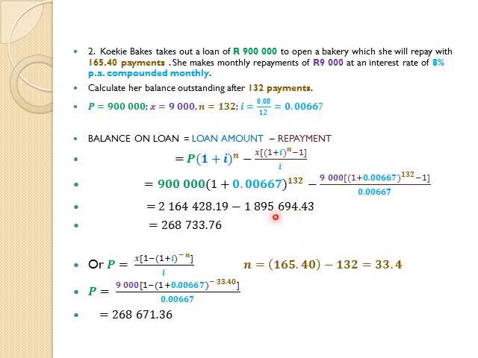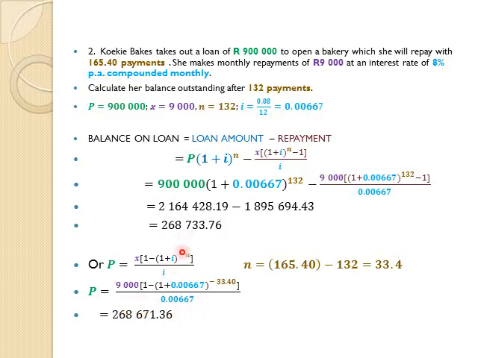Technically, she's paid double what she's loaned, but she still owes us. Or P = X[1 - (1 + i)^-n]/i. So n equals 165 payments minus the 132 payments made so far. So for present value, my n is 33. So X is 9,000, i is 0.00667, to the negative 33, over 0.00667.